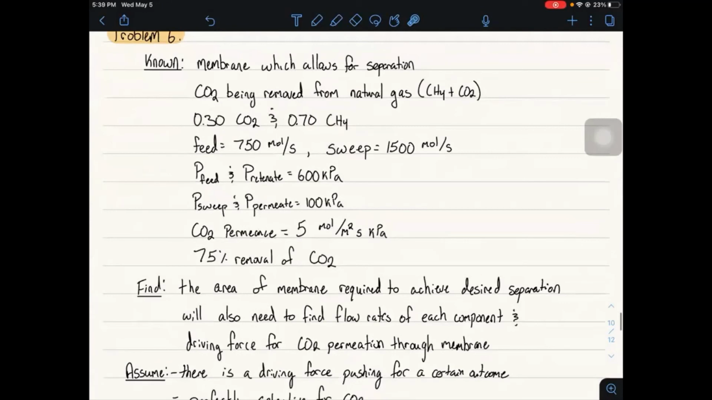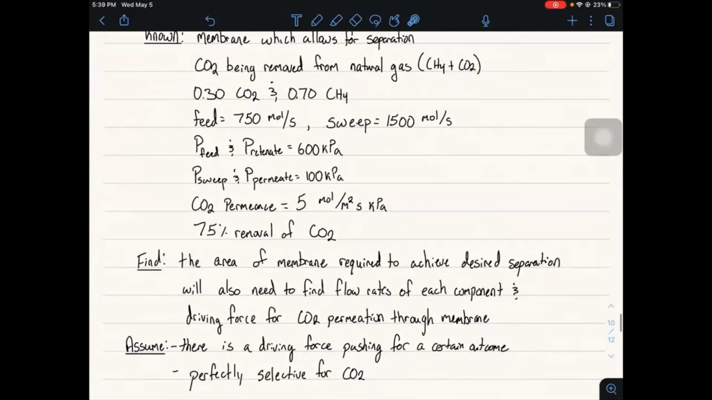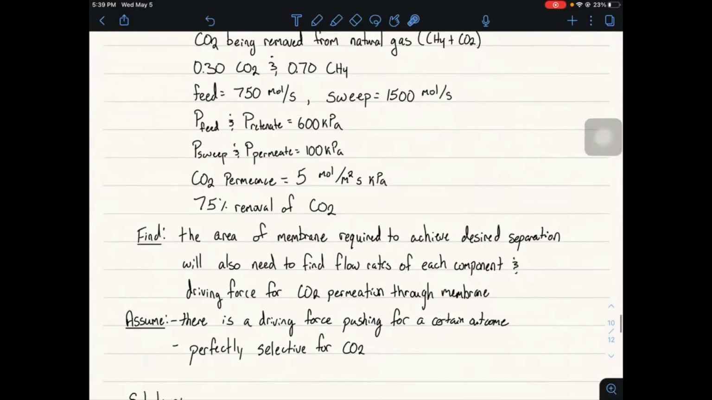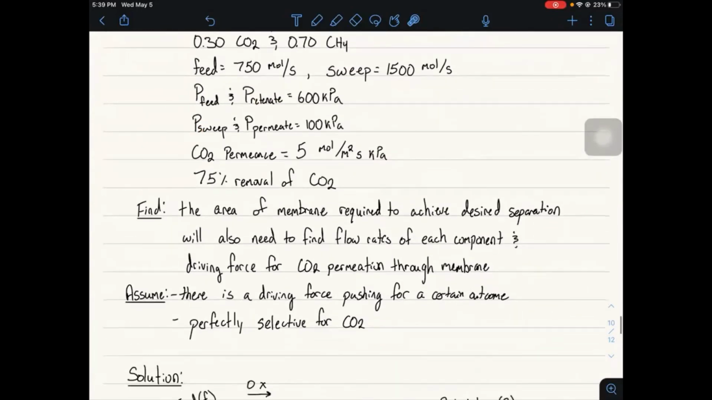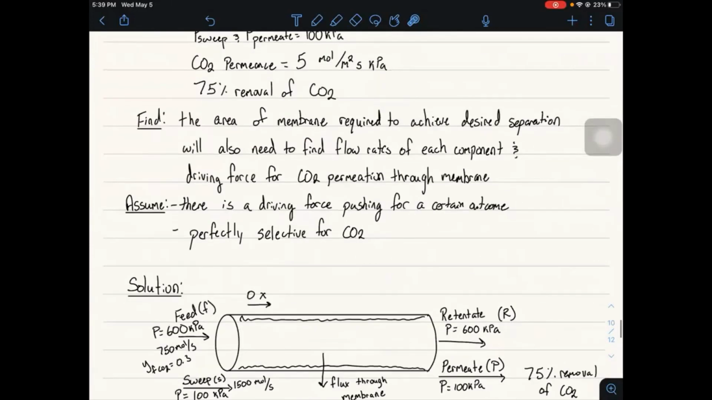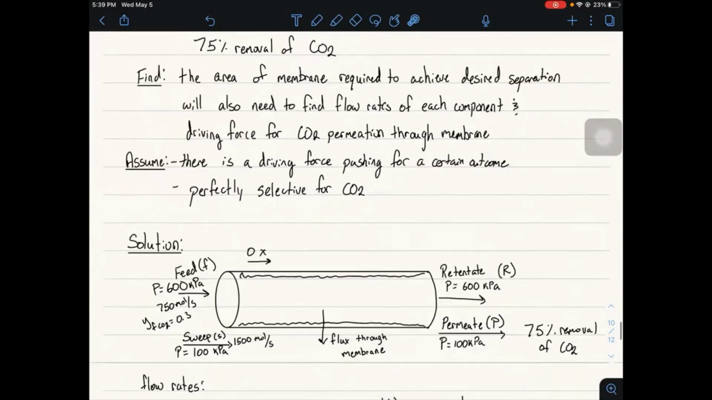And we know the feed flow and the sweep flow rate. We know the pressure at the feed and the retentate are the same, and the pressure at the sweep and the permeate are the same. And we know the CO2 permeance, and we want to achieve a 75% removal of CO2. So like I said earlier, the find is the area of the membrane required to achieve the desired separation. So in order to do that, we will also need to find the flow rates of each component and the driving force of CO2 permeation through the membrane.